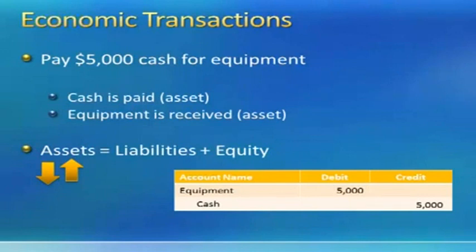The economic event is to pay $5,000 cash for equipment. The journal entry to record that is to debit equipment $5,000 and credit cash $5,000.